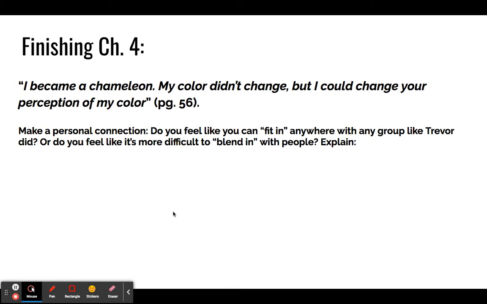Okay, so finishing chapter 4, I believe this question right here about the chameleon, the only class period that did not get to answer this question last week was my 6th period class because we ran out of time. So if you are in 6th period, please make sure that you answer this question connected to this quote from chapter 4.